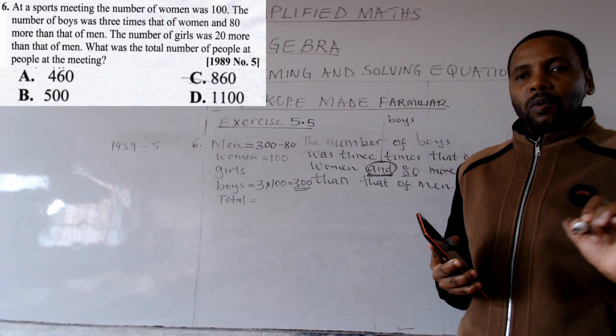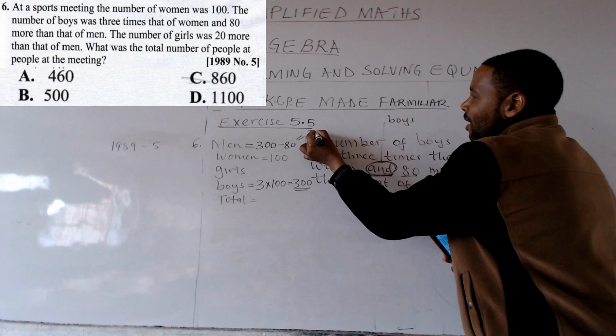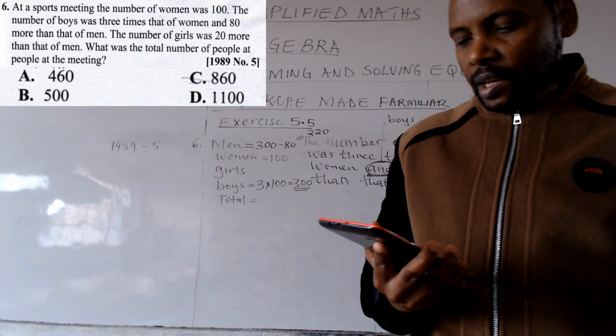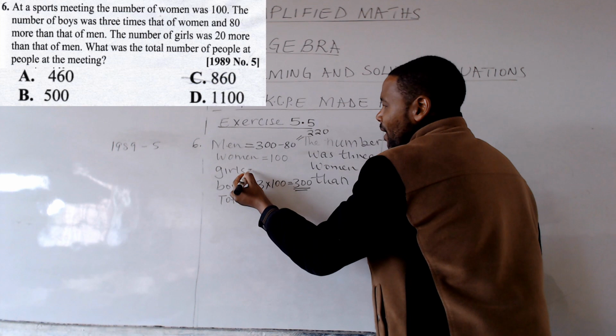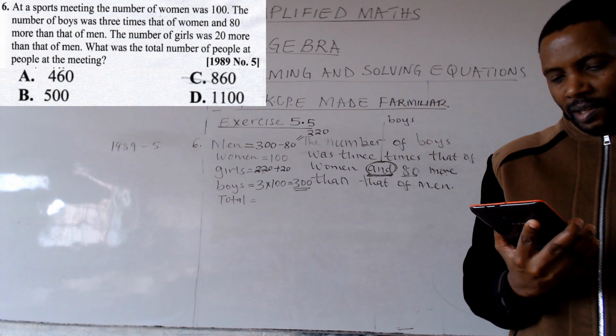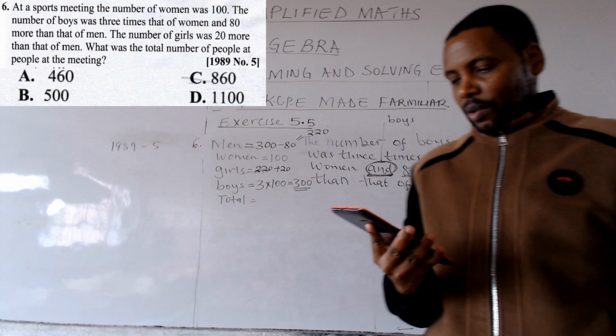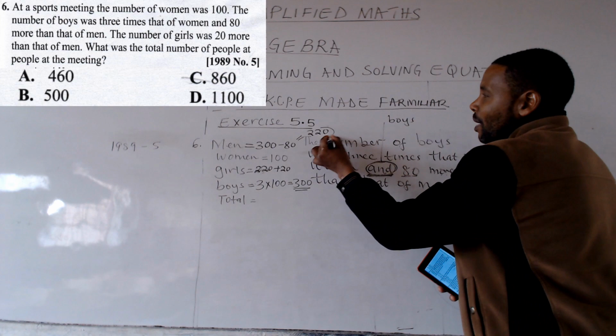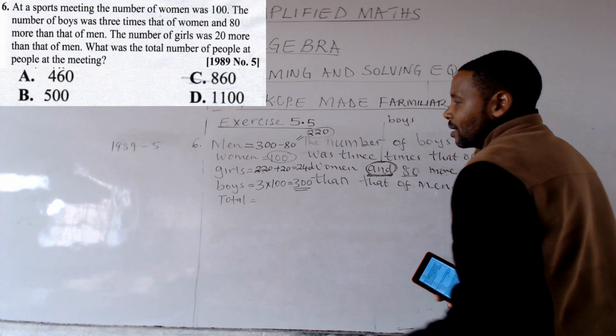So the men will be 220. Then I continue. The number of girls was 20 more than men. Girls was 20 more than men, which is the value of men, 220 plus 20. And then the last statement. Actually, now from there, it is for you now to get the total number of people who attended the meeting. Having the number of men, women, girls, and boys, now you are able to get the total.